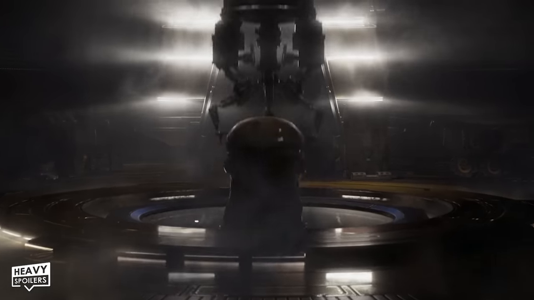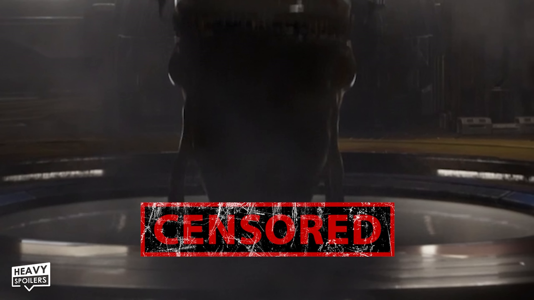to become MODOK. Don't show the butt, mate. Do not show the f***ing butt.